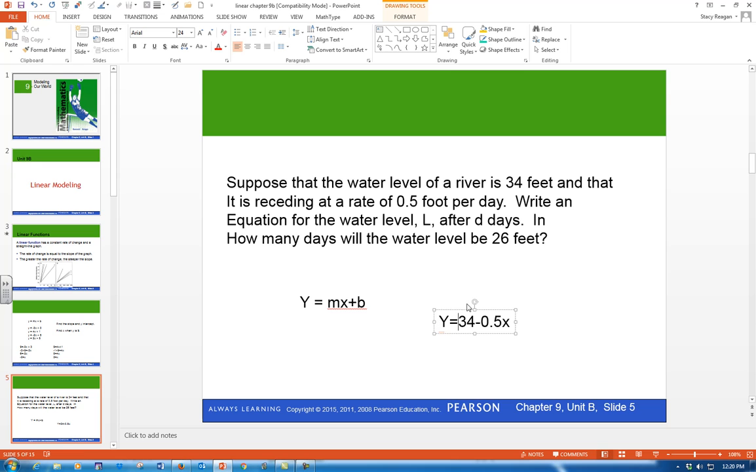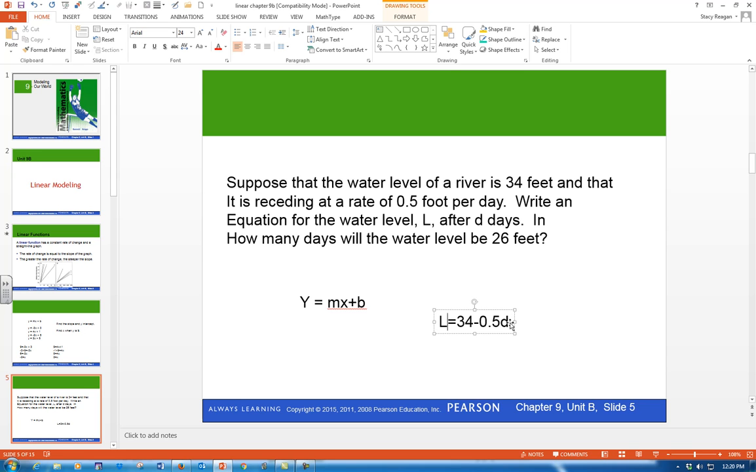Now the rest of this problem says write an equation for the water level L after D days. Well, your days are the part that's here, 0.5 foot per day. So this is your day. That means your other letter is the L. So this is the equation that they're asking for. So that's your equation.